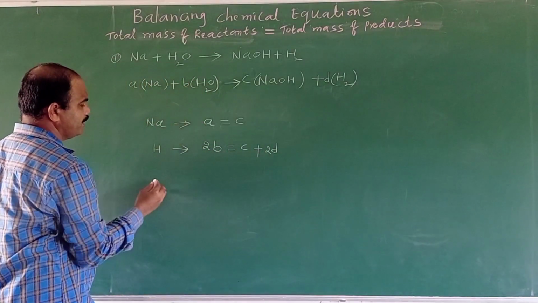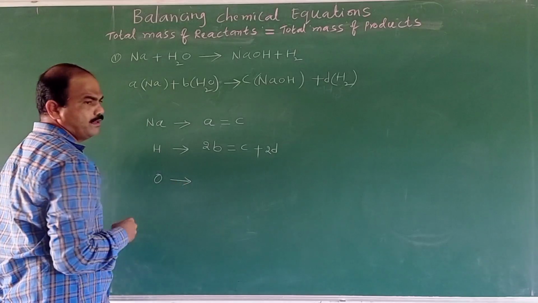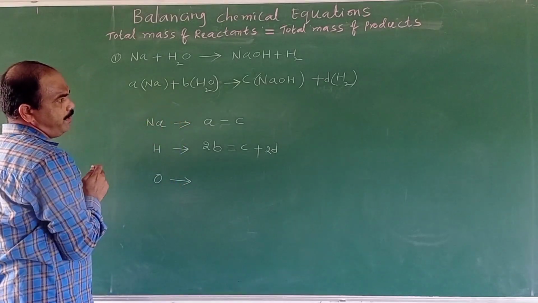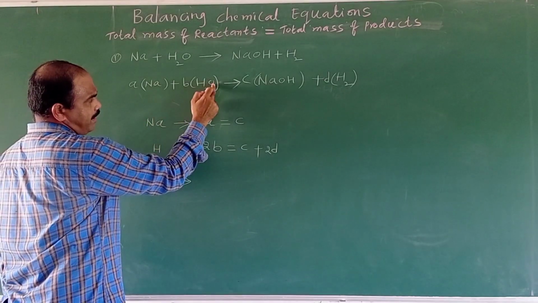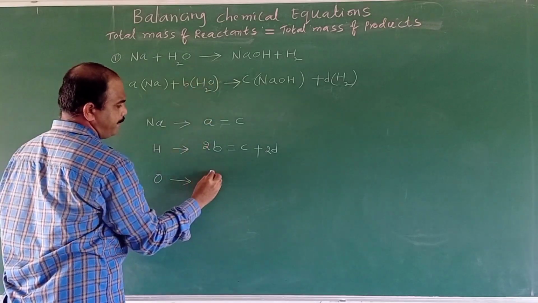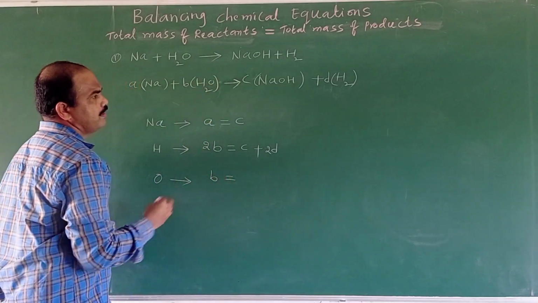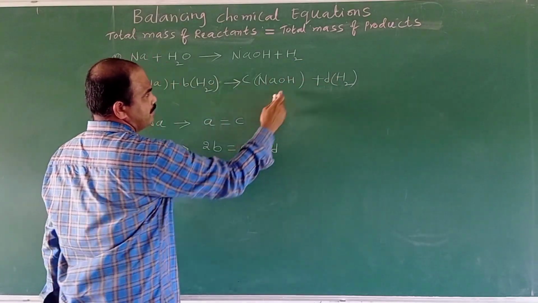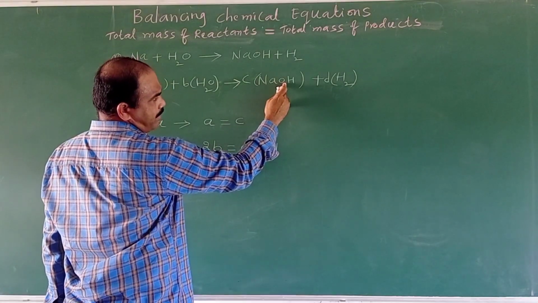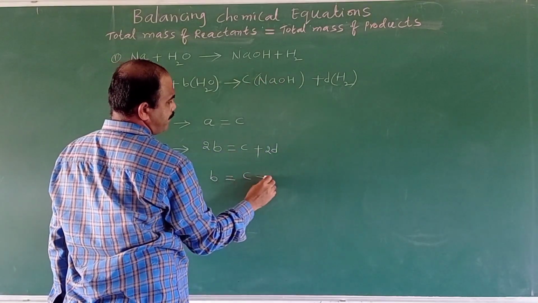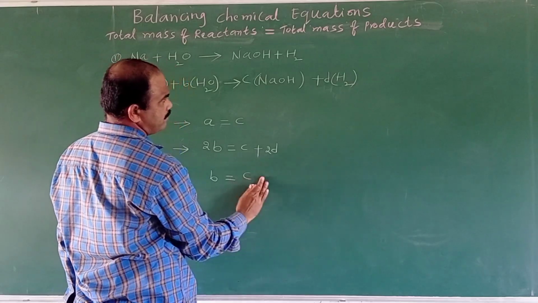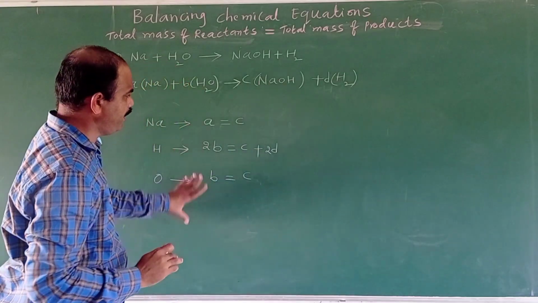And it's coming to the oxygen. So on the reactant side, how many oxygens are participating? Here one atom is there, 1 into B, equal to, on the product side, one atom of oxygen, 1 into C. That's all, there is no other oxygen. And how many equations do you get here?